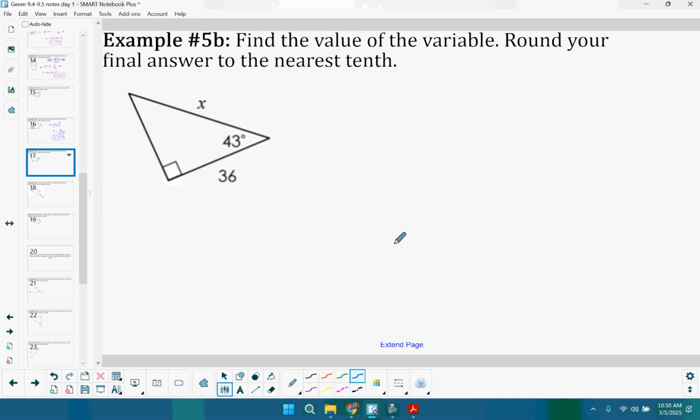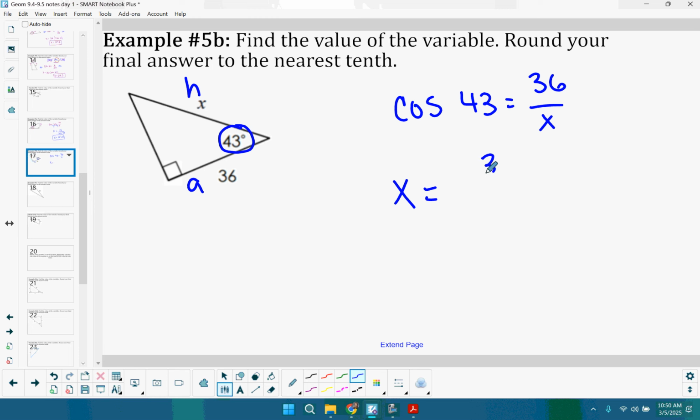So let's look at 5b. Here's my angle. This would be adjacent and hypotenuse. A and H is cosine. Cosine 43 equals A over H, 36 over x. So again, 36 is on top. x will equal, we're going to keep the 36 on top, but we're going to move the cosine of 43 to the bottom, and we're going to type this in my calculator. So x is equal to 49.2.